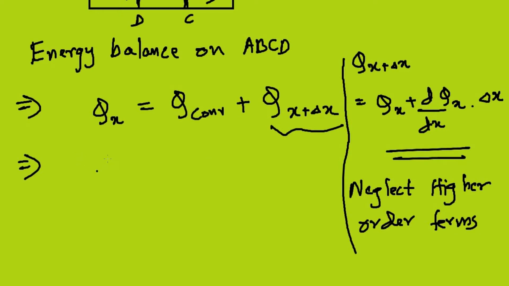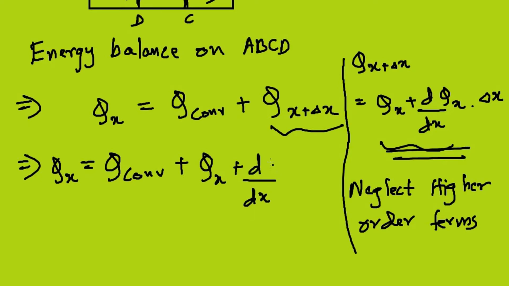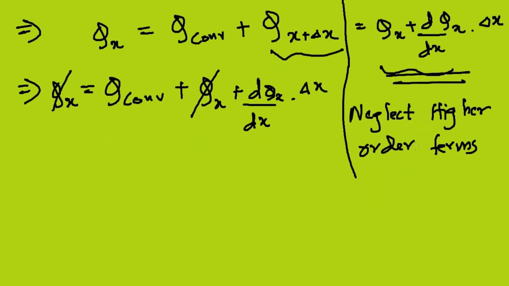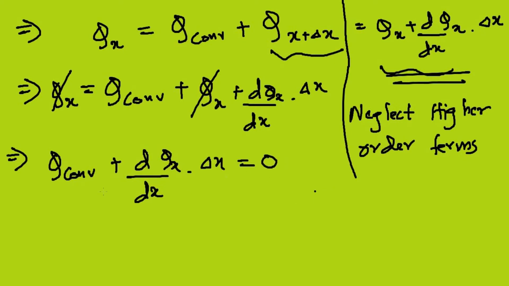So if I do this, what I end up getting is qx equals q convection plus q(x + del x). If I replace this term, it will be qx plus d/dx of qx times del x. So this is the expression that I get. Now qx can be cancelled from both the sides. So what this becomes is simply q convection plus d/dx of qx del x equals 0. This is my expression. Now we will try to find something for q convection.